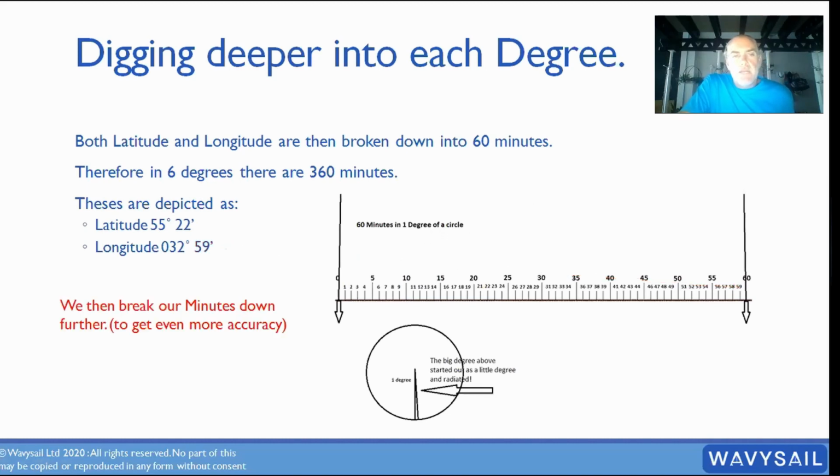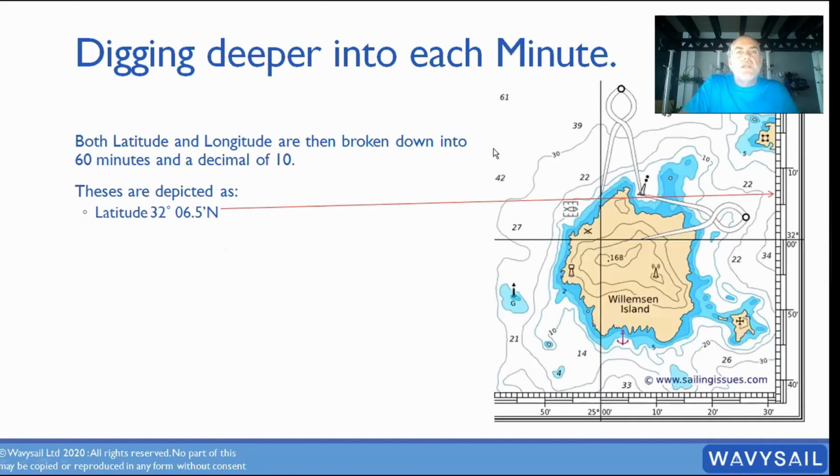Okay, and then we break it down even further. So we break it down into degrees, minutes, and then we want to get even more accurate. So we break it down into a decimal. Okay, so we don't use degrees, minutes, and seconds. We use degrees, minutes, and then a decimal of a minute. And the decimal is of 10 as opposed to 60. So when we depict it, latitude, 32 degrees, minutes, 0.6, decimal 5. So if we look at this, there's your 32 degrees, okay? There's 6 minutes, there's 5, there's 6, and then half of it again.